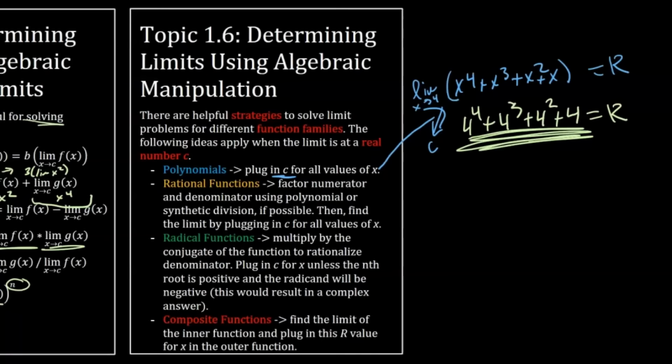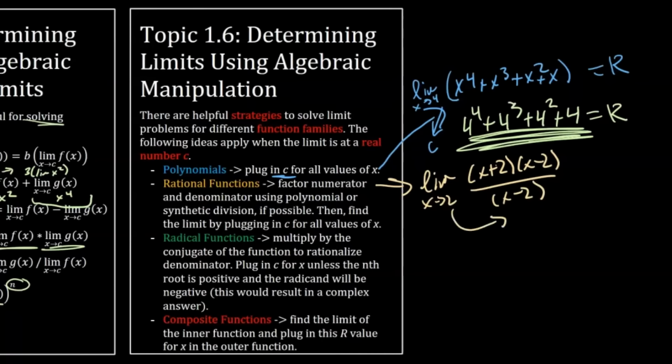Now, rational functions. First thing you should do is always remember to factor the numerator and the denominator. Let's say we had the limit as x approaches 2 of (x plus 2) times (x minus 2) over (x minus 2). If we were to plug 2 in here immediately, we would get 0 in the denominator, 2 minus 2. So what we need to do is factor this out. These cancel, and we get the limit as x approaches 2 of x plus 2. Now we're in polynomial form, so we can just plug this in and we get 4.